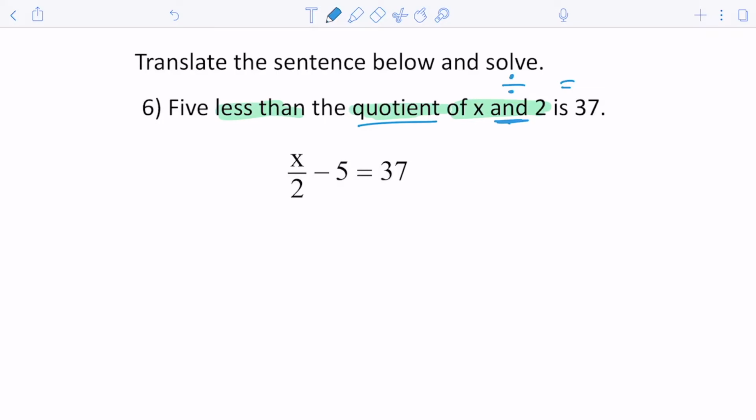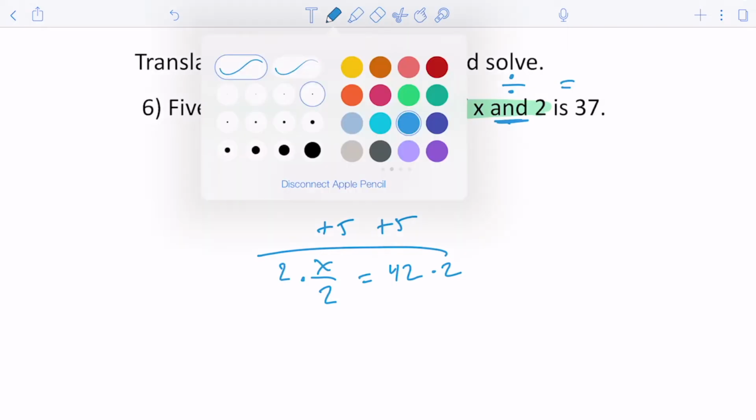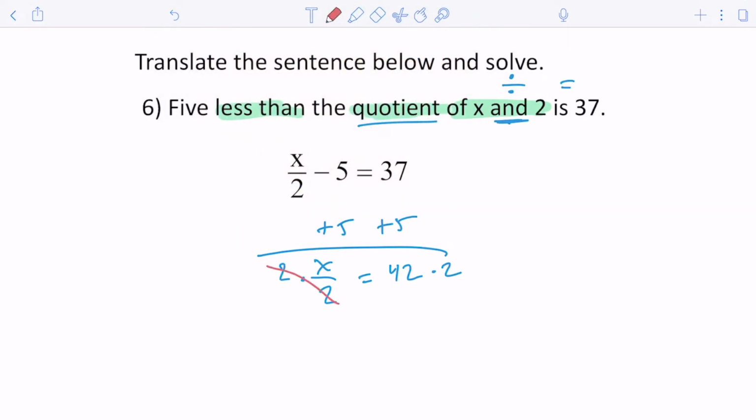5 less than that. So whatever the quotient of x and 2 is, 5 subtracted from that. So then if we have this equation here, you're going to add 5 to both sides. We have x over 2 is equal to 42. And then now you have your one-step equation. You multiply both sides by 2. Cancel the 2's. And you have x equals 84.